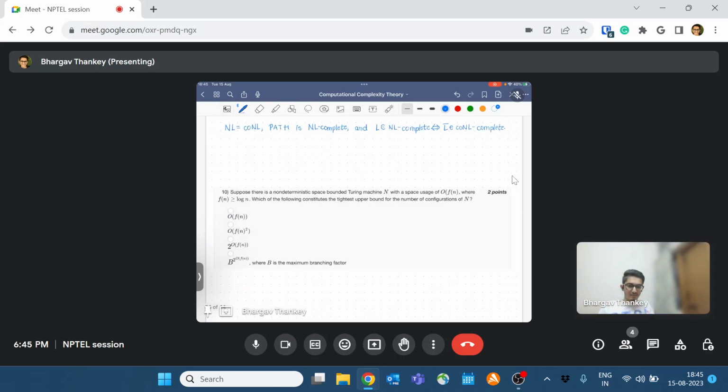Okay, so the next problem is: suppose there is a non-deterministic space bounded Turing machine N with space of order f(n), where f(n) is at least log n. Which of the following constitutes the tightest upper bound for the number of configurations of N? Order f(n), order f(n) squared, order 2 to the order f(n), and b to the 2 to the order f(n), where b is the maximum branching factor.